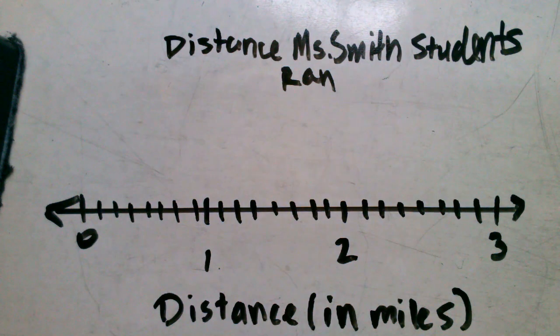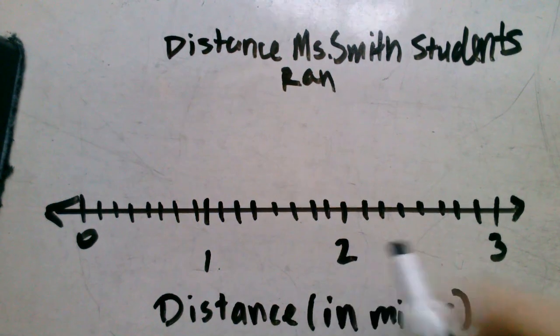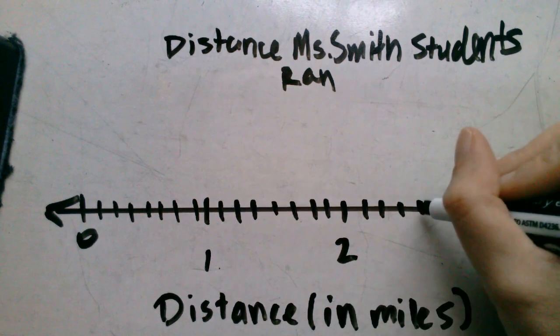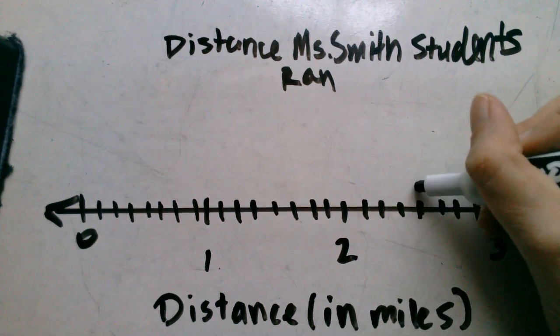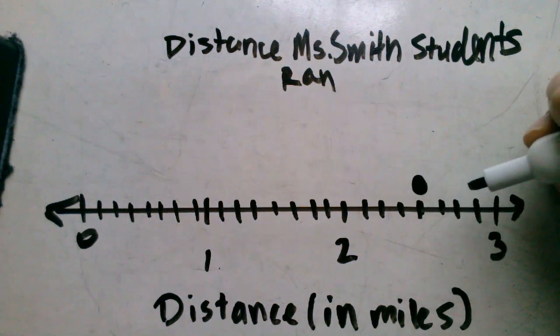table. Looking at our table, the first student we were given information about was Joey. Joey ran 2.5 miles. Let's put that on our dot plot here. So we have to go to 2, and we have to go halfway between 2 and 3, which is going to be 1, 2, 3, 4 jumps over.